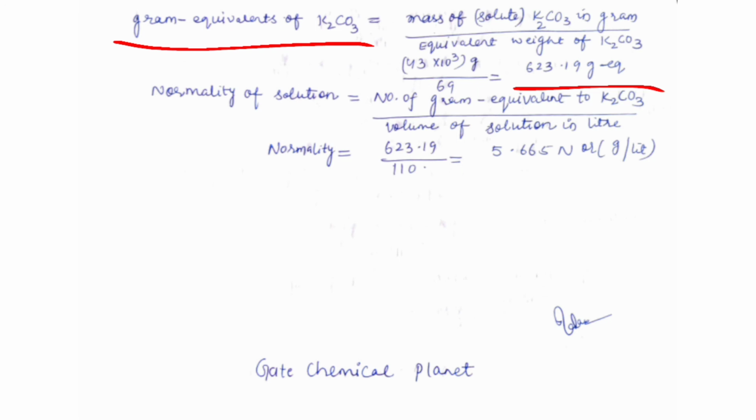So now finally we will calculate the normality of the solution, which equals the number of gram equivalent of solute, K2CO3, divided by the volume of solution in liters. So the normality equals 623.19 divided by 110, which equals 5.665 N. So in this way we have calculated the normality of the solution, which equals 5.665 N. So student, this is a very simple question based on normality, molality and molarity calculations.